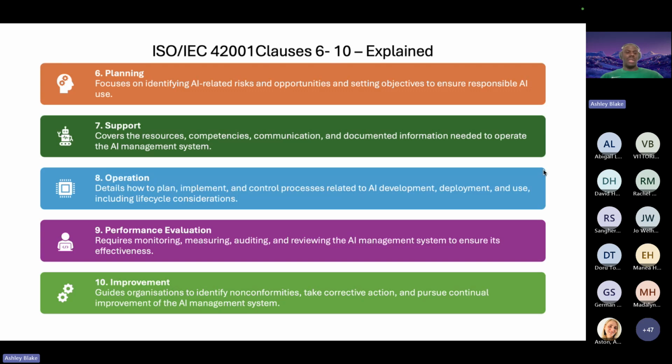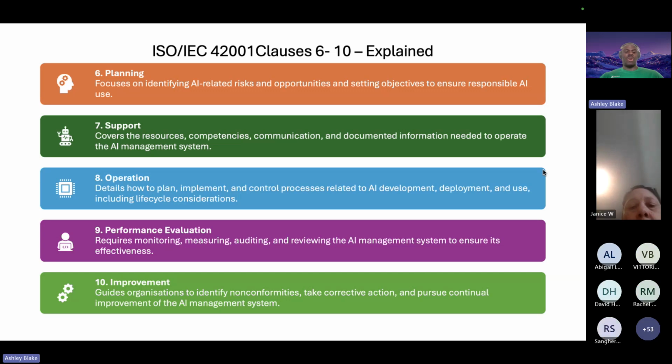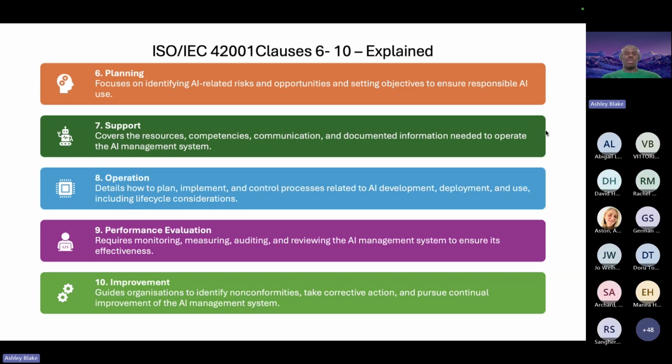And then clause 8 details how to plan, implement, and control process related to AI deployment and development, and including lifecycle considerations. 9 is where you would evaluate performance. So you're evaluating the performance of the AI system and making sure it's on track and effective. And 10 is for improvements. So this is where you set up guides to identify any non-conformities, if there are errors in the system, and take corrective action, and pursue continual improvement of the AI management system. So they're the 10 clauses that make up the ISO framework. And like I said, 4 to 10 are the clauses that you would have to follow if you chose to follow the standard.